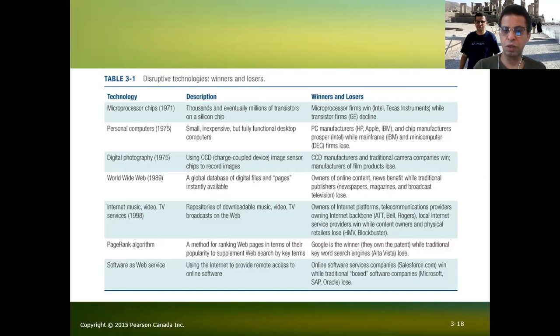So I'm not going to go through this table. You can go and see it. The World Wide Web happened, and the internet deeply affected the music industry, then software as a web, and coming with the cloud and all these things. Software as a web made Salesforce a winner, while the traditional ones like Oracle, SAP, and Microsoft tried to catch up, but that's where the loss happened for them.